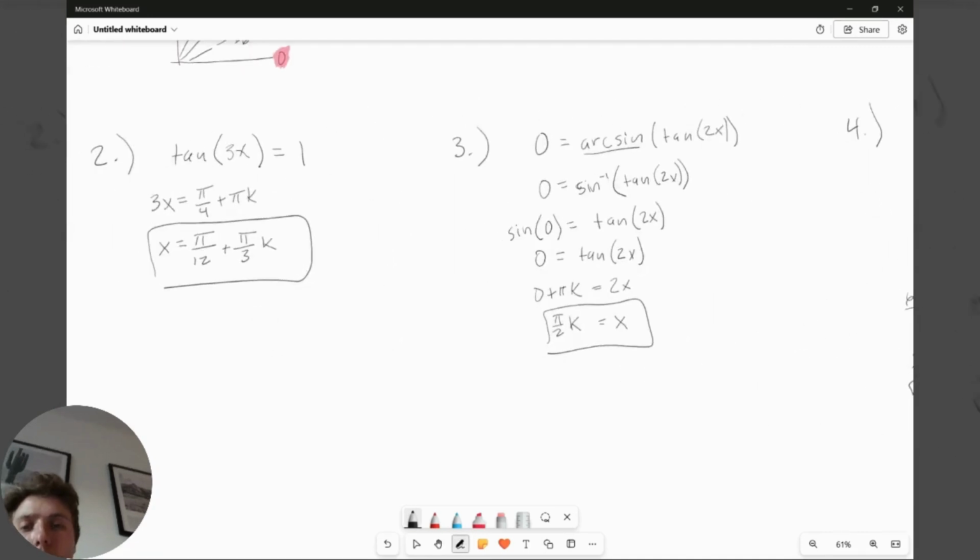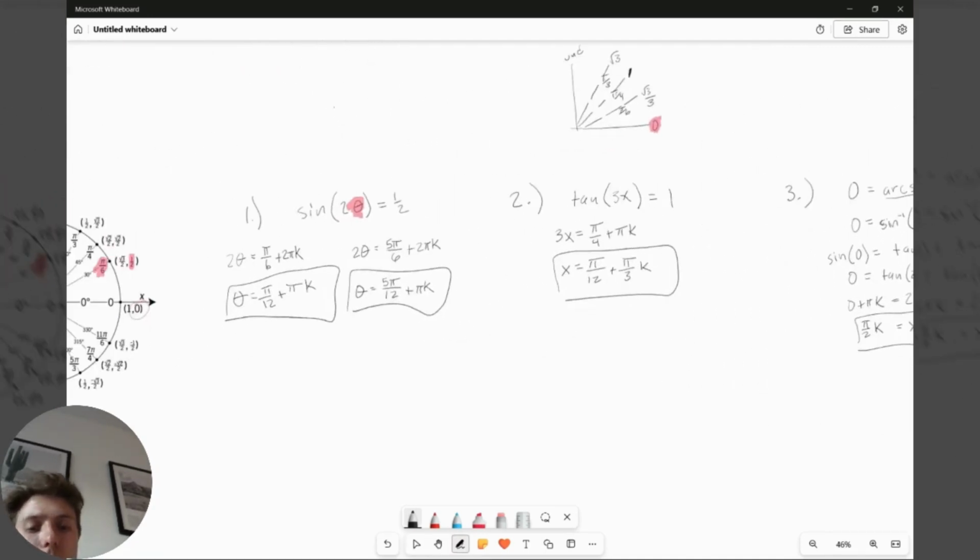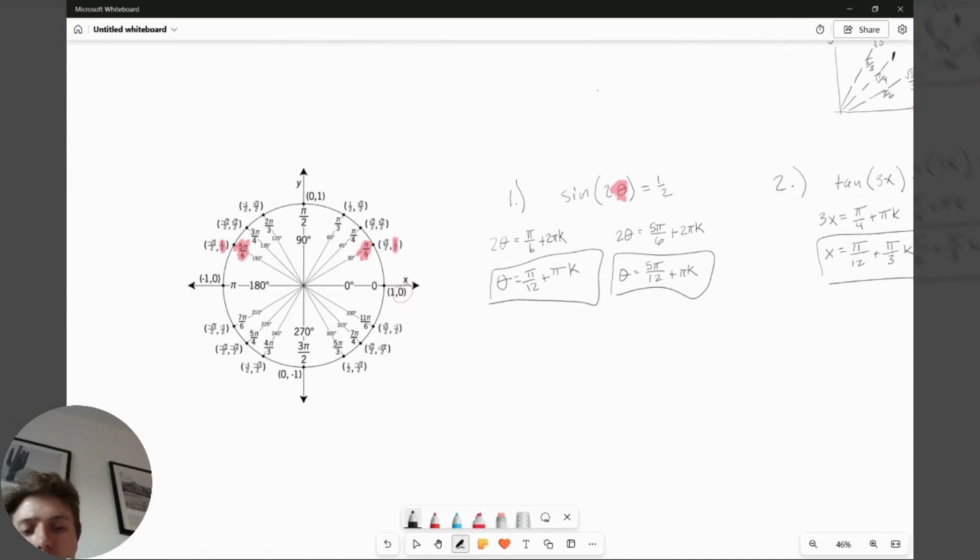That is our 3.11 notes, just analyzing and solving these trig functions. Make sure you've got your unit circle down. It makes these problems a whole lot easier.